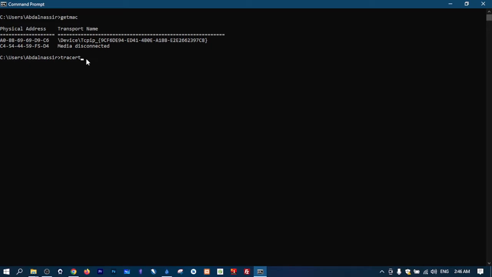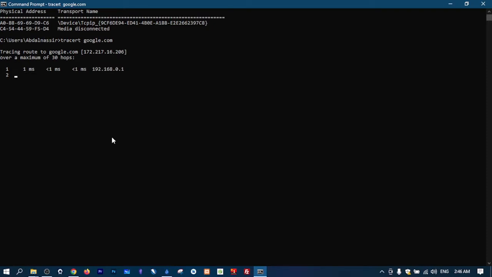The way it works is like this: first, let's type google.com and see what kind of result we get. It will take some time, and what it will do basically is tell you the IP address of each physical machine between you and the target host.